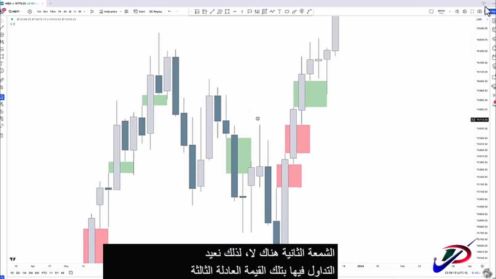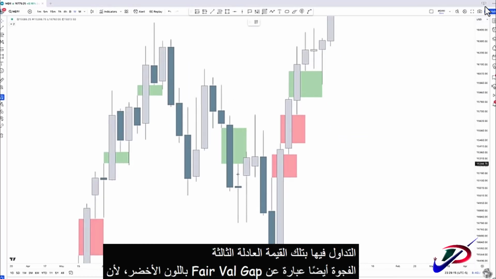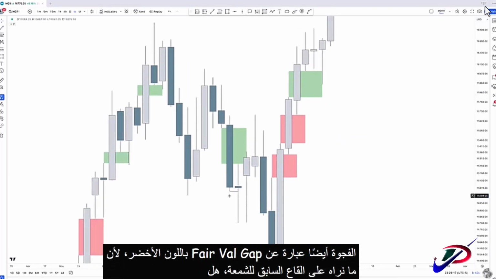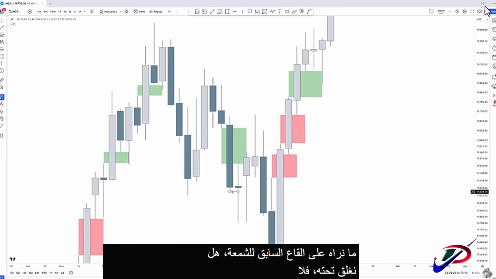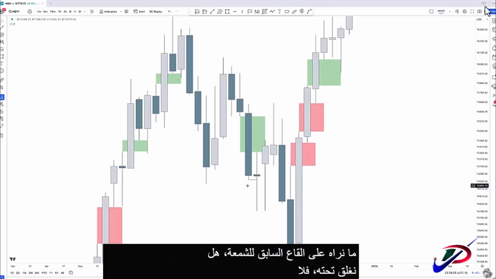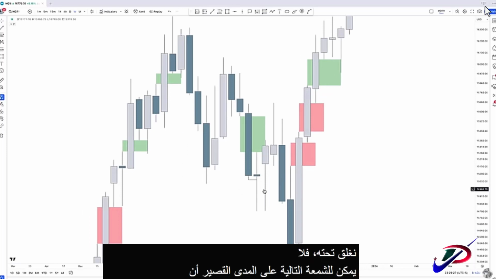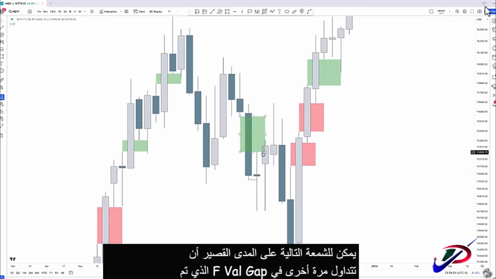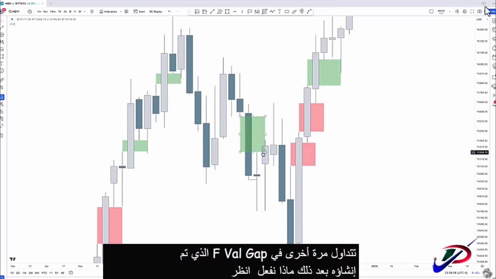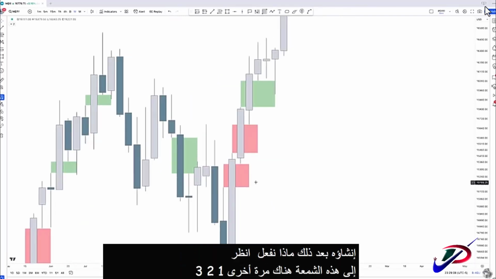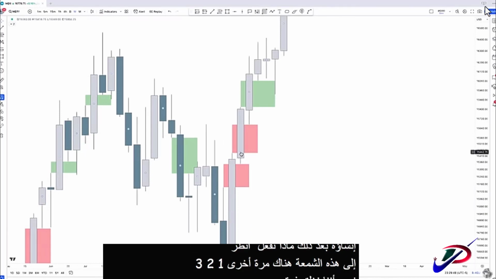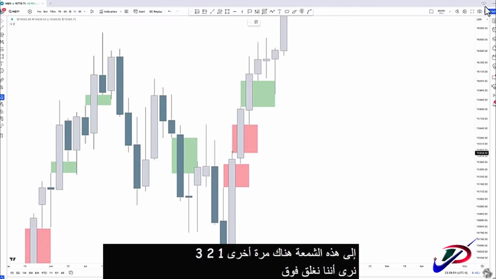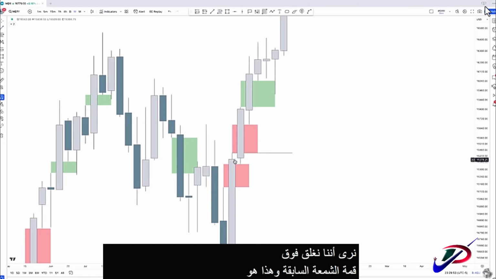That 3rd fair value gap, also a green fair value gap, because what do we see? On the previous candle low. Do we close below it right there? No. So the next candle in the short term can trade back into the fair value gap that was created. Then after that, what do we see on this candle right there? Again, 1, 2, 3. We see that we are closing above the previous candle's high.